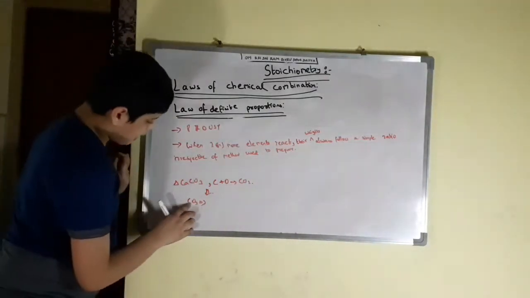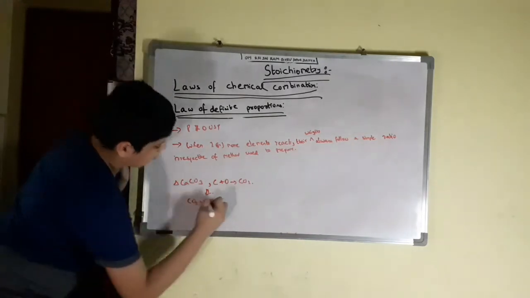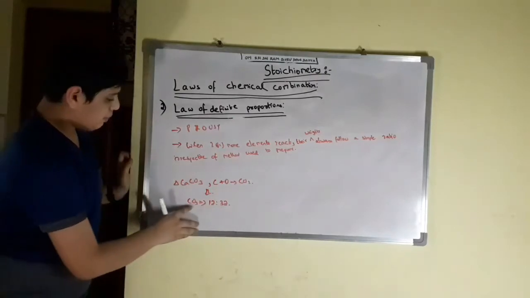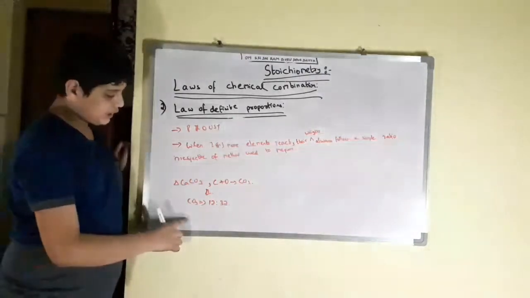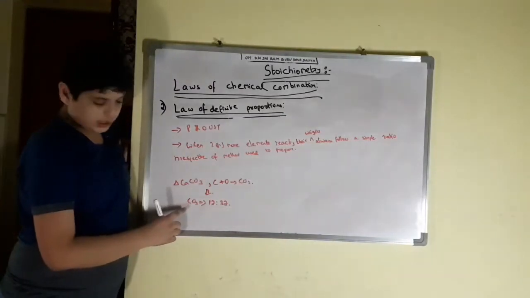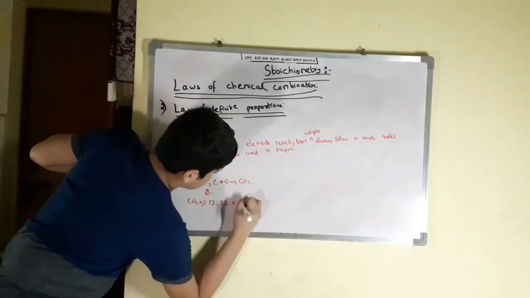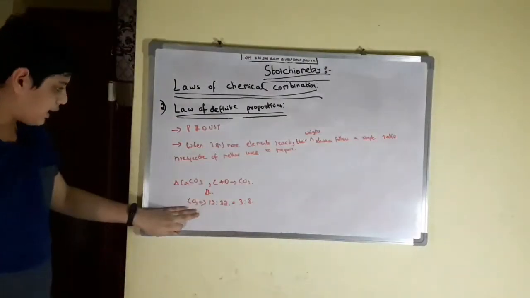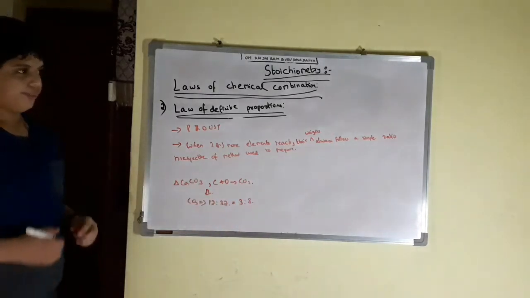That is, the masses of carbon and oxygen always follow a simple whole number ratio, 12:32, because the mass of one oxygen atom is 16 grams, so two oxygen atoms have 32 grams, and the mass of one atom of carbon is 12 grams. So the ratio is 3:8. Irrespective of the method of preparation, the final carbon dioxide will always have the weight ratio 3:8.